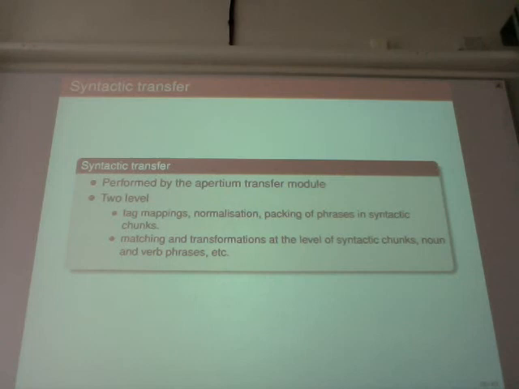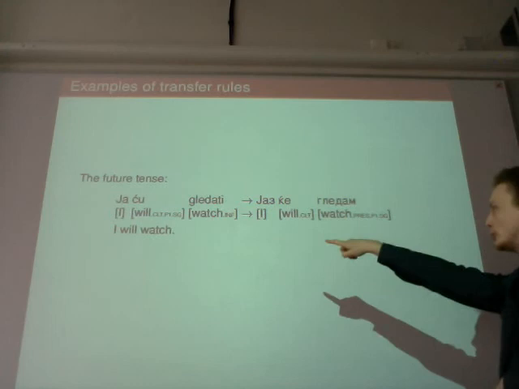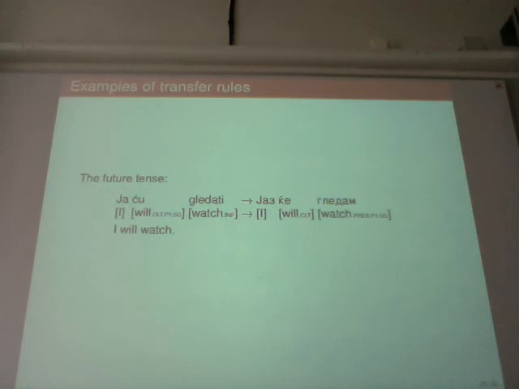Some examples of transfer rules. Future tense in both Serbo-Croatian and Macedonian is compound. In Serbo-Croatian it would be ću pogledati, in Macedonian it would be ќе погледам. You can see that the information here is differently set. The clitic in Serbo-Croatian carries the person and number information, while in Macedonian the person and number information is only on the verb. So we wrote a number of transfer rules to switch the information from the clitic to the verb.